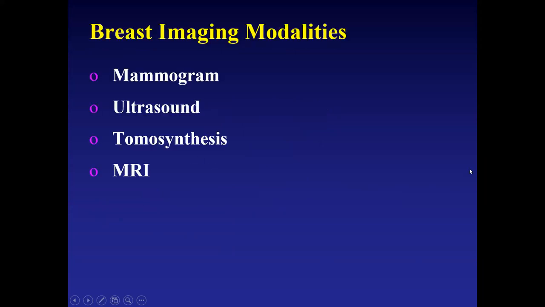So, in respect to breast imaging modalities, the devices that are available right now and are being used extensively are naturally mammogram, the first one, and ultrasound, tomosynthesis, which is a more advanced form of mammography, and of course MRI, which comes into selected cases where people need more information about a given breast lesion.